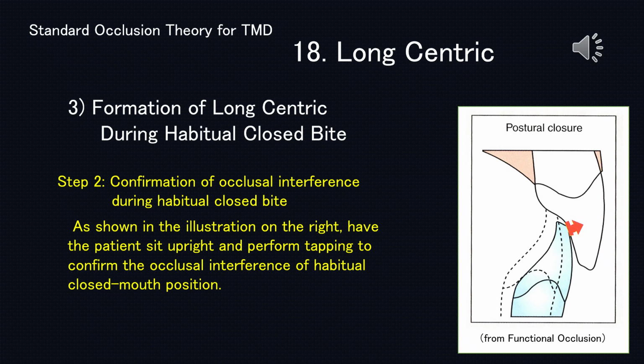Step 2. Confirmation of occlusal interference during habitual closed bite. As shown in the illustration on the right, have the patient sit upright and perform tapping to confirm the occlusal interference of habitual closed mouth position.